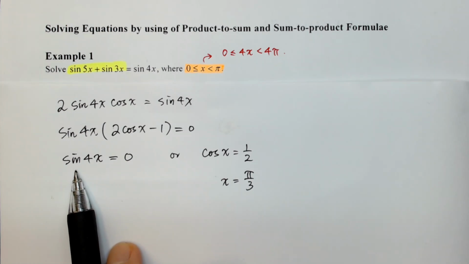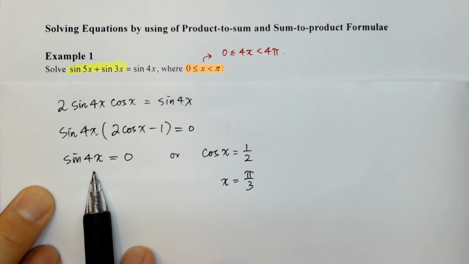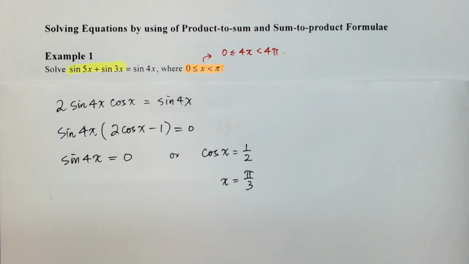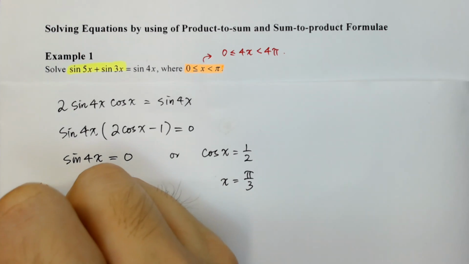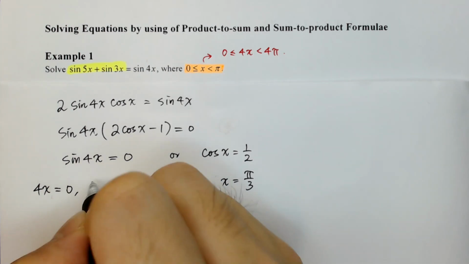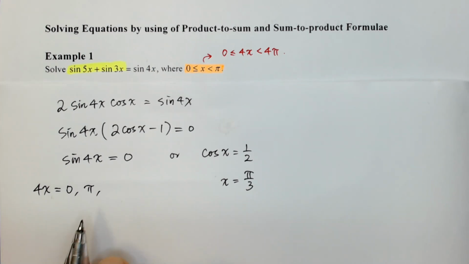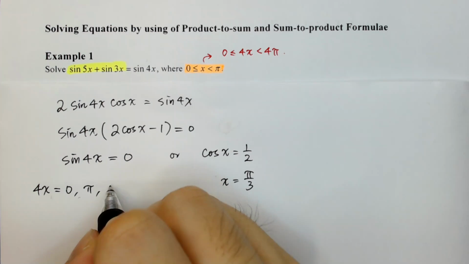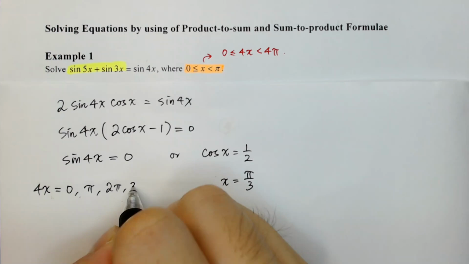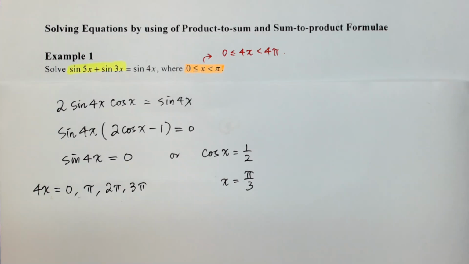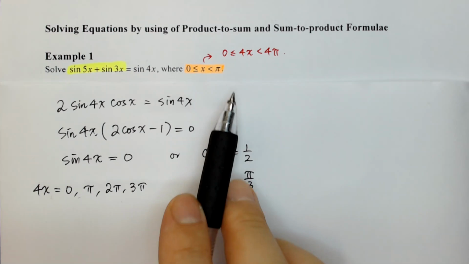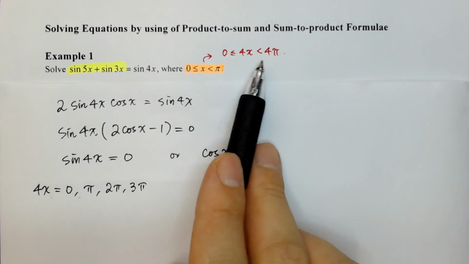Now, when do we have a 0 for sine theta? The basic angles are 0 and pi. So here, the angle can be 0, pi, and adding 2 pi to these two, we have 2 pi and 3 pi. And we can add 2 pi to these two to create another set of solutions. But when I add 2 pi to this one, it's already 4 pi, which is excluded from the range given.